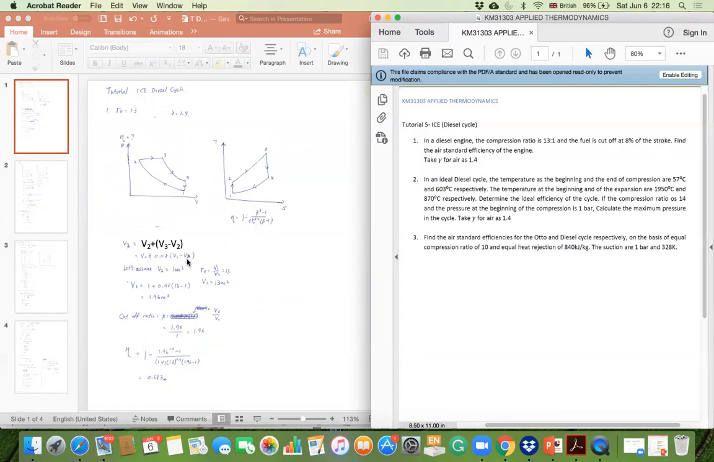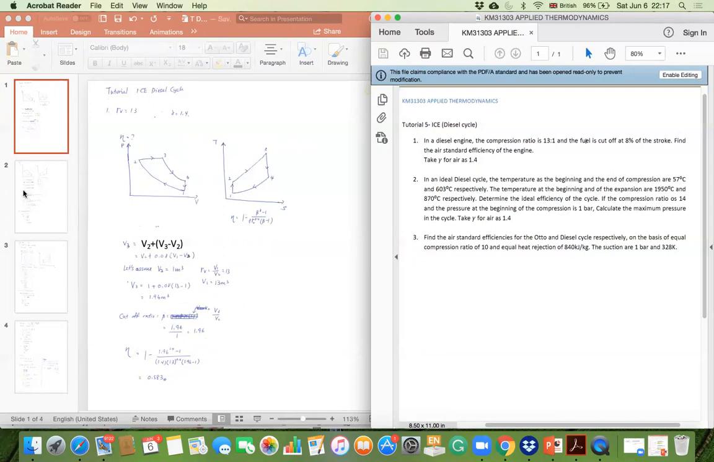Is that okay? To make it easy for everyone, we can assume that V2 is 1 meter cube. You can use 2, you can use 10, because without that we can't solve it, right? So we plug in 1, and you have V3 equals 1.96. Your cutoff ratio now is V3 over V2, so you have 1.96.